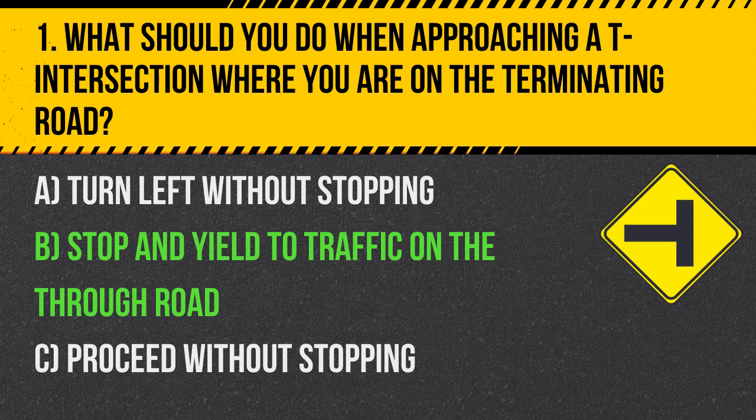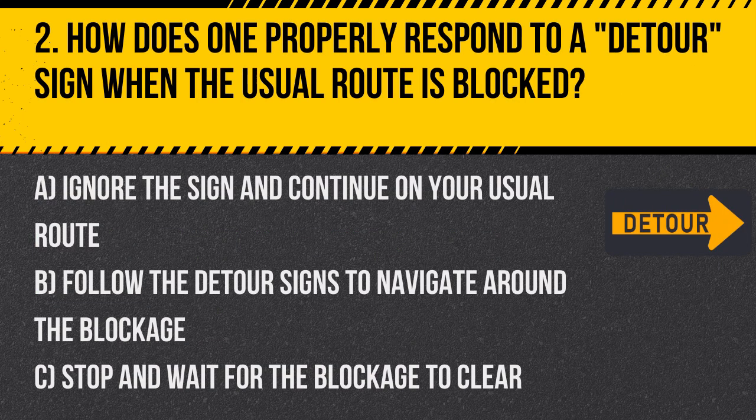At a T intersection, the traffic on the through road has the right of way, and you must yield to them. Question 2. How does one properly respond to a detour sign when the usual route is blocked? A. Ignore the sign and continue on your usual route. B. Follow the detour signs to navigate around the blockage. C. Stop and wait for the blockage to clear.